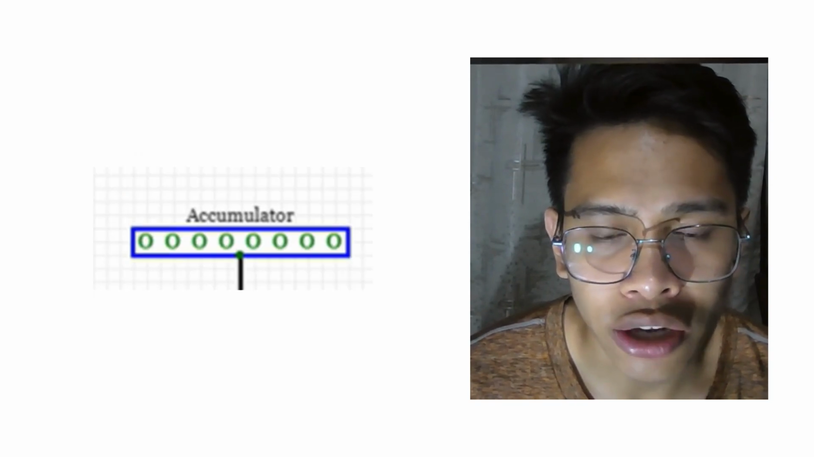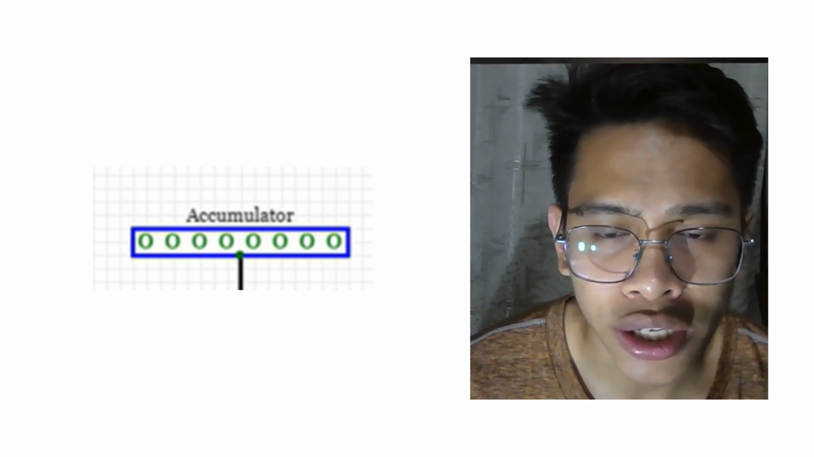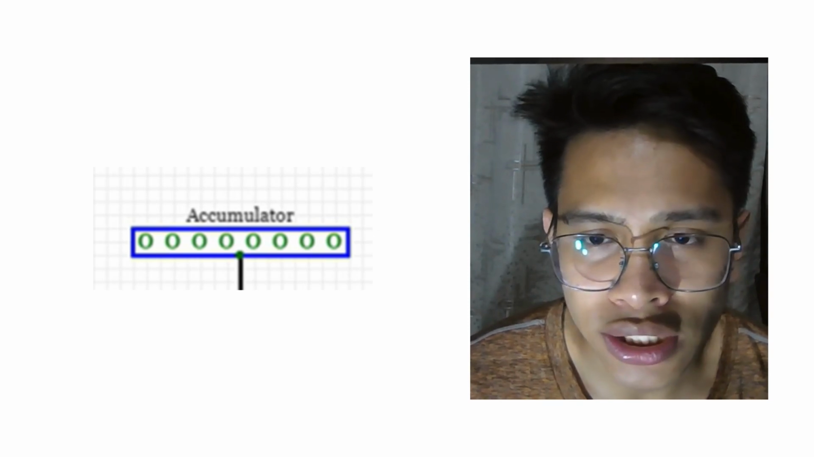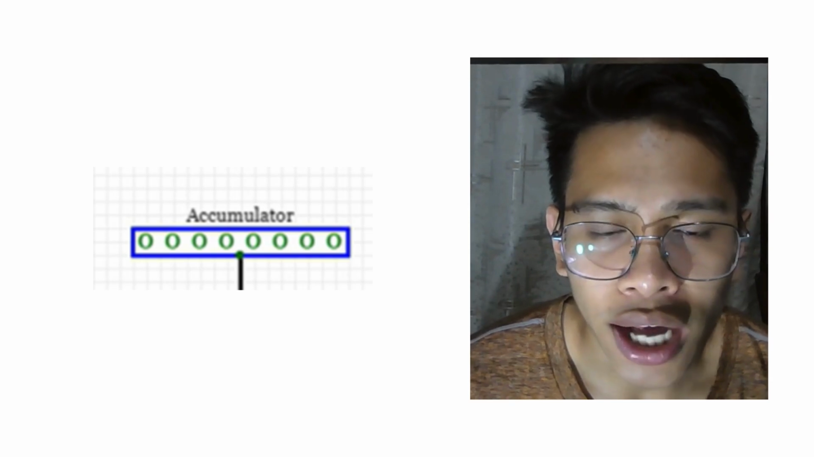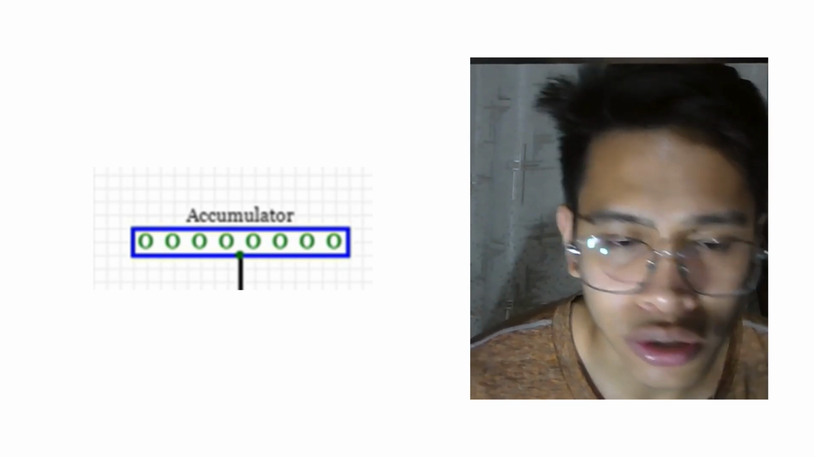Next one is the accumulator or the AC. The accumulator, often abbreviated as AC, stores the results of the arithmetic and logical operations. As the central work register of SAP1, it interacts directly with the ALU for computation.